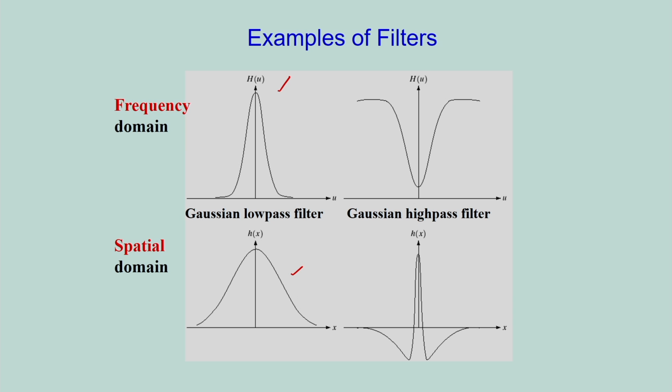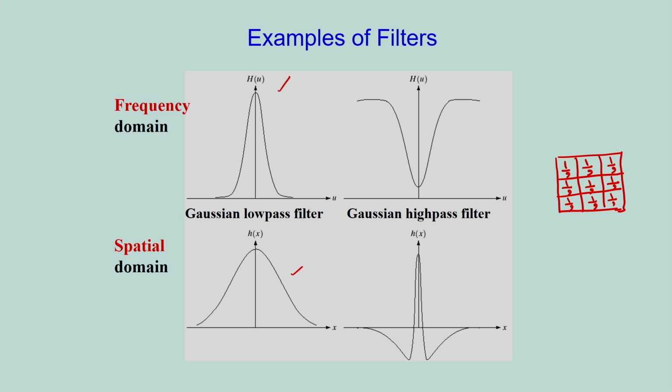That is nothing but the averaging, because if you see the averaging filter in the spatial domain, the filter coefficients or filter weights are something like this: 1 by 9, 1 by 9, 1 by 9, and so on. So these are my filter coefficients for the low pass filter.